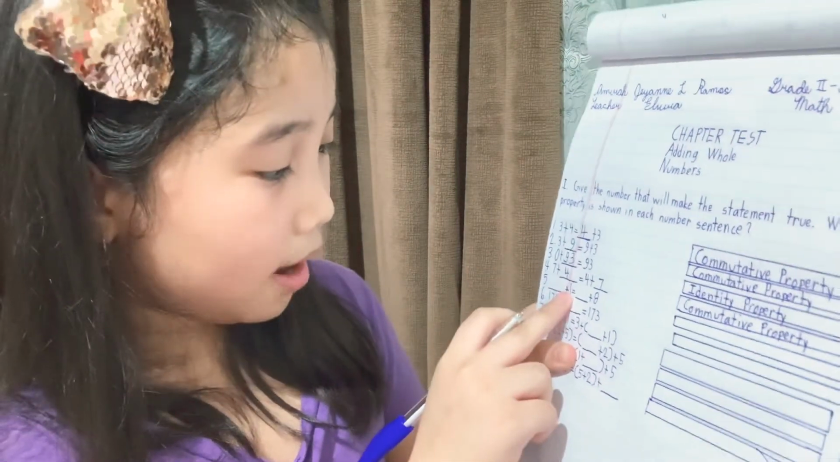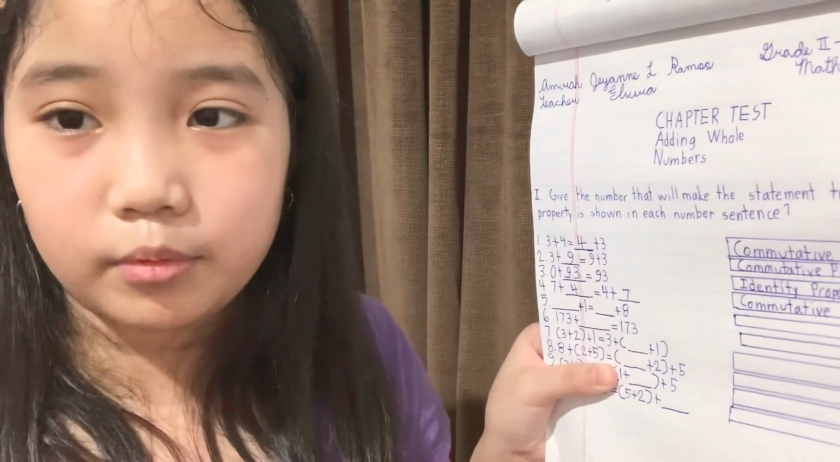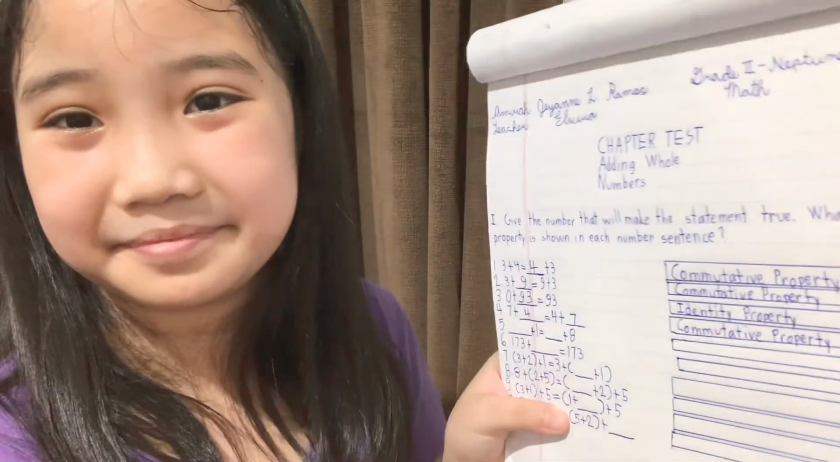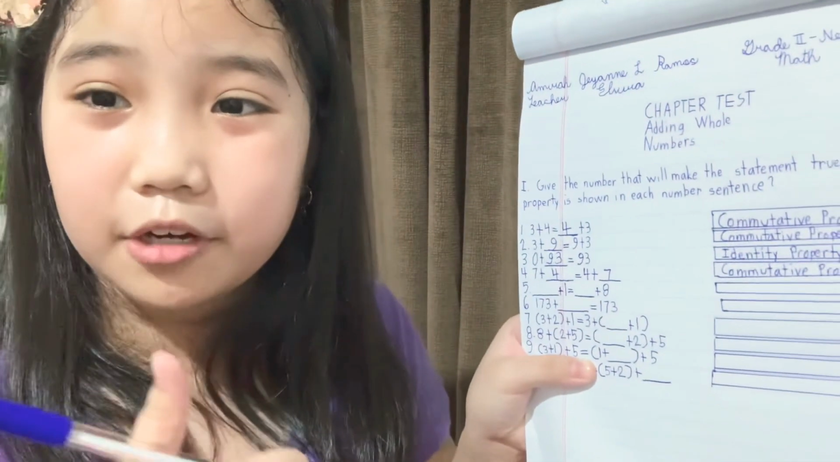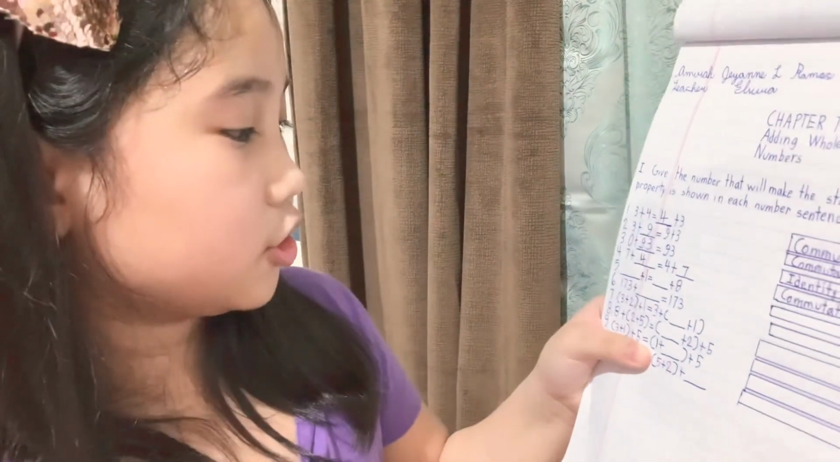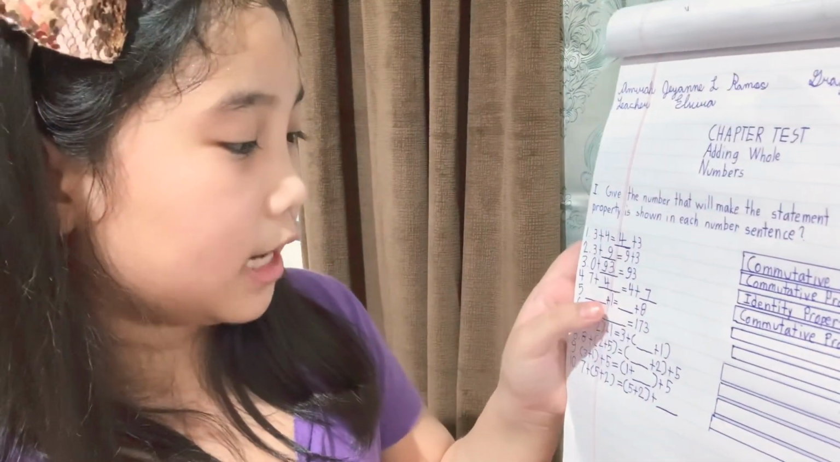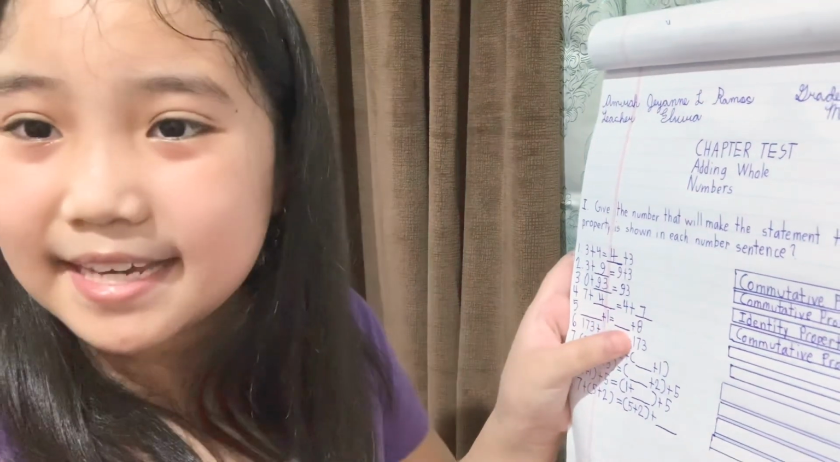Blank plus 1 equals blank plus 8. What do you think would the answer be? Good job, you're correct again. The answer is 8 plus 1 equals 1 plus 8. Good job!